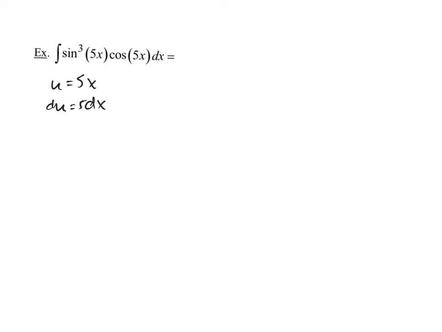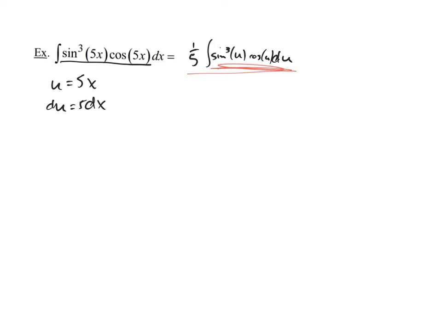The only thing I would need is a 1/5, and so I could write this as 1/5, the integral of du, and then what's left over would just be this part. In terms of u, that would be sine cubed of u times cosine of u. But this integral does not fit any of our integration table rules. And so that means we didn't choose the right u.